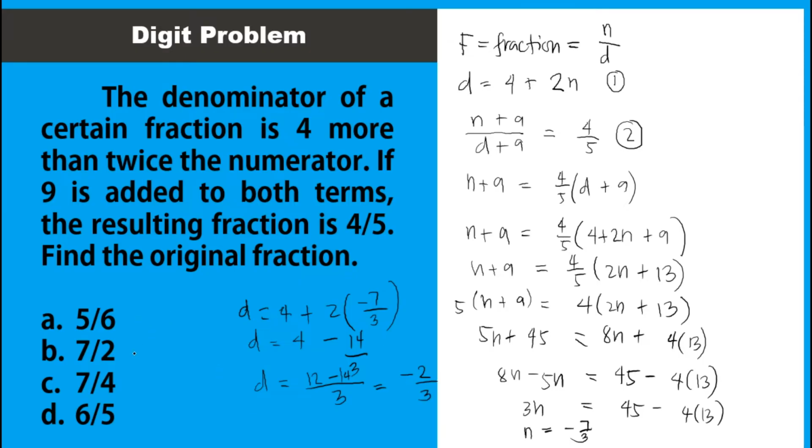So the fraction is n over d. You have n that is negative 7/3 all over the denominator negative 2/3. We cancel 3. We have negative over negative, that is positive. So we have the fraction n over d that is equal to 7 halves.